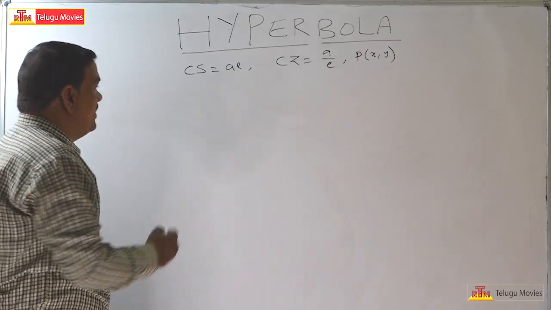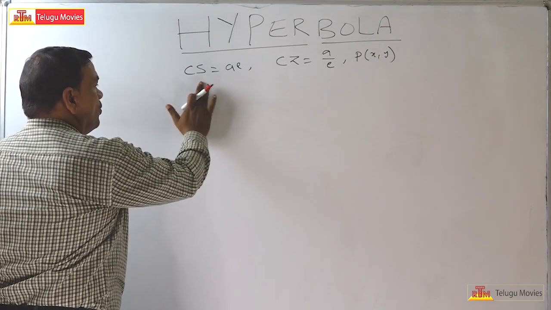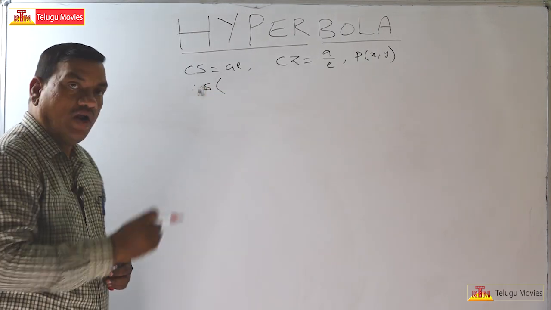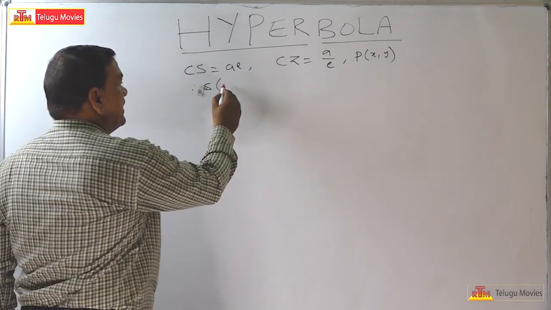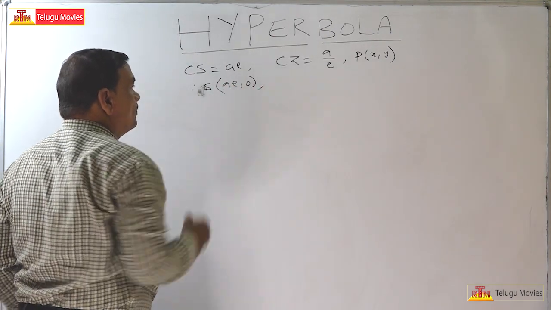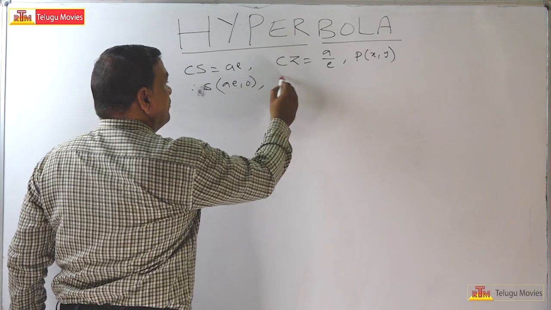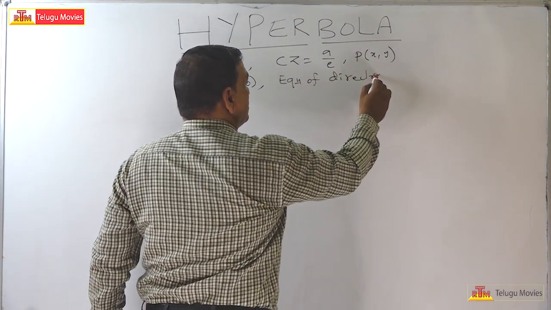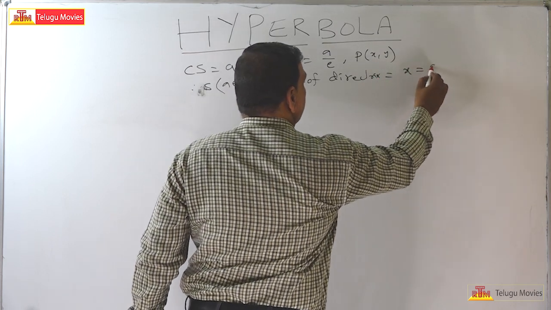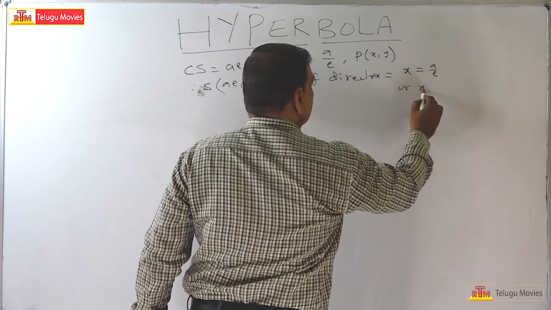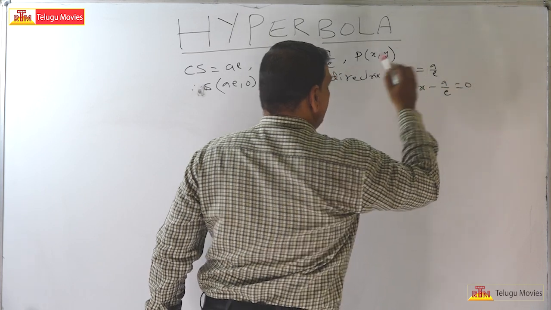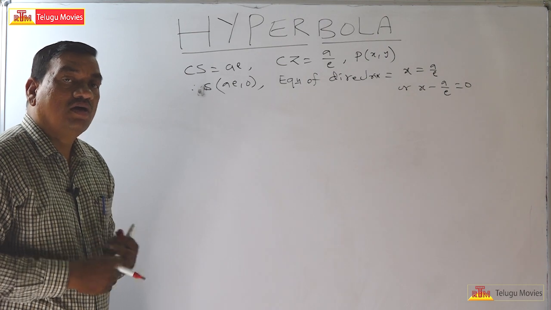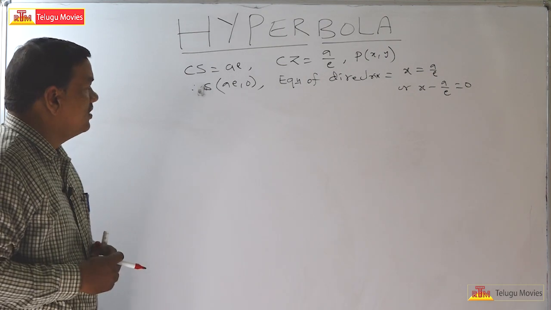So we have already one notation. Therefore, we have the coordinates of S as ae comma 0. Equation of the directrix is x is equal to a by e, or x minus a by e is equal to 0. Okay, now let us continue with the equation of the hyperbola.